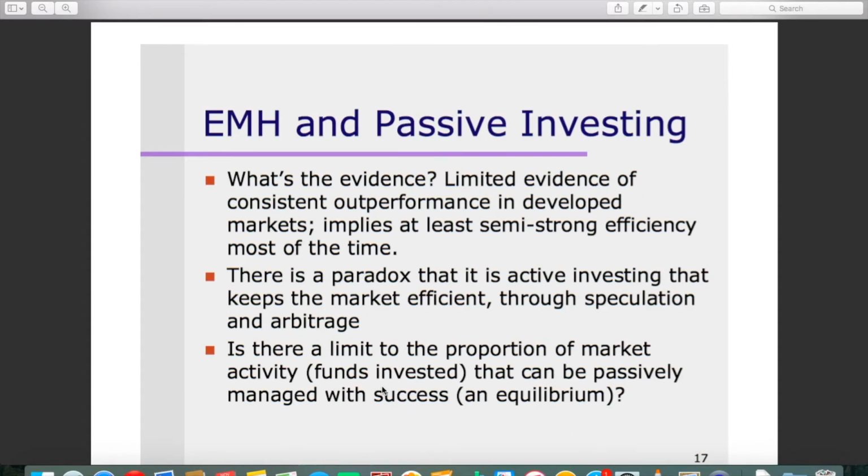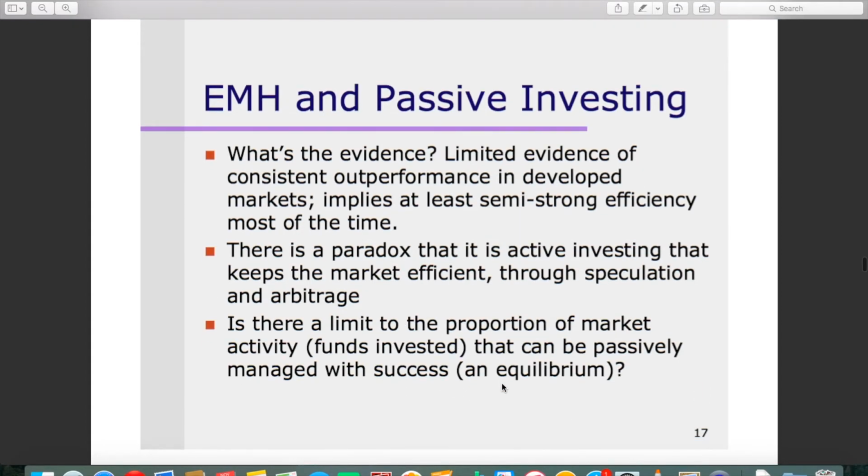Okay, so summarizing the previous evidence before the break, we think semi-strong efficiency is applying in a lot of markets a lot of the time. But now we come to a paradox here. Paradox. Not sure how to define paradox.